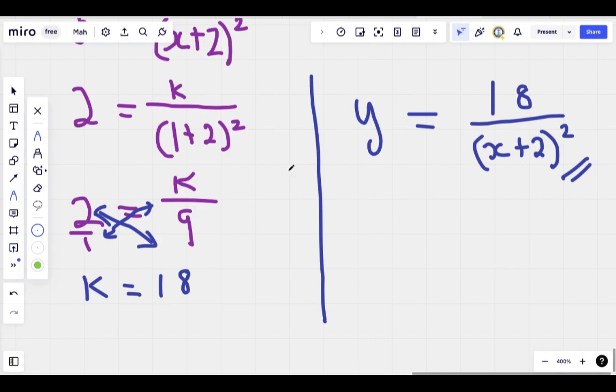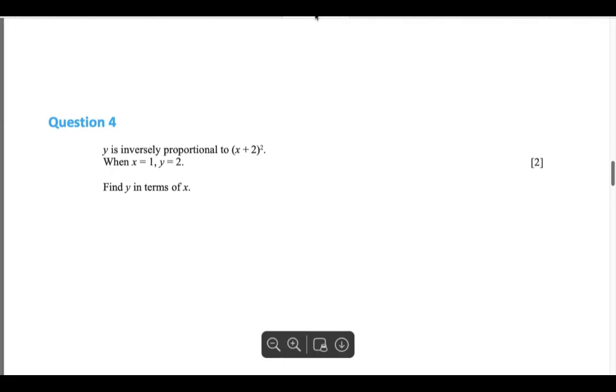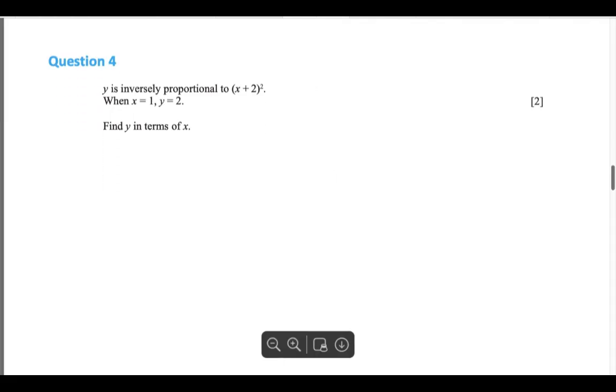Yes. Okay. So let's take another question on inverse variation as quickly as possible. We just keep it as y equals 18 over x plus 2 squared. Yes. Because you know why? Because they said find y in terms of x. They didn't give you the value of x. They just say in terms of x. Meaning, keep x in the equation.